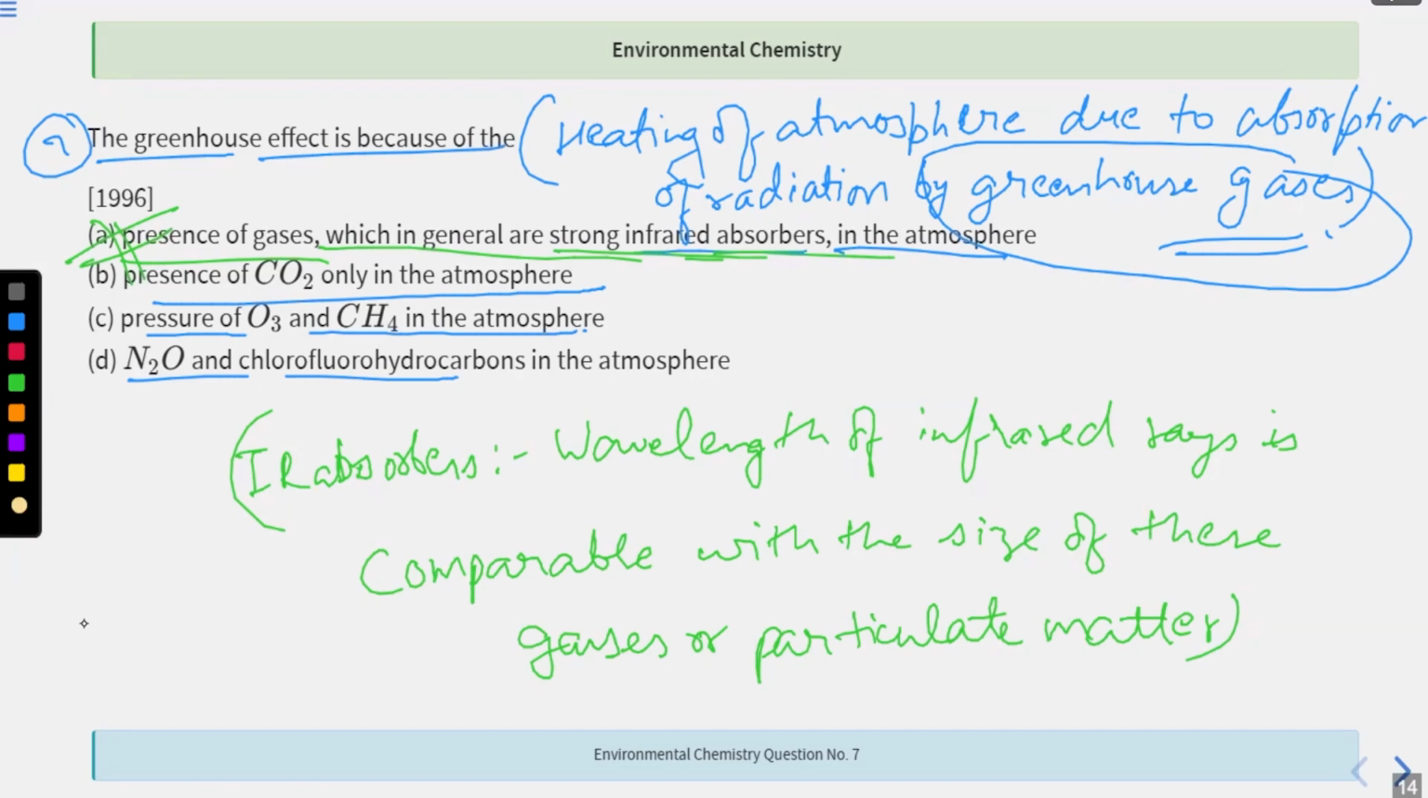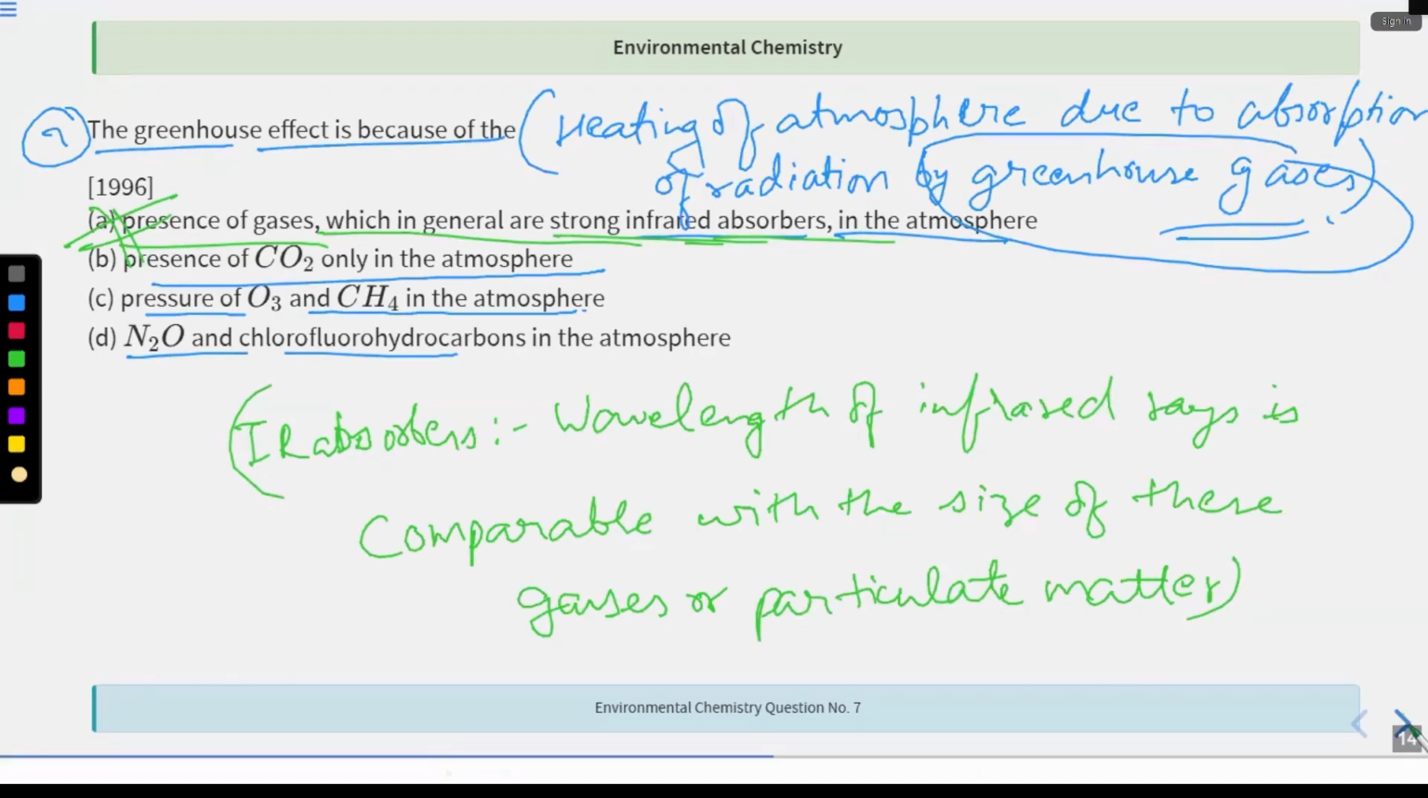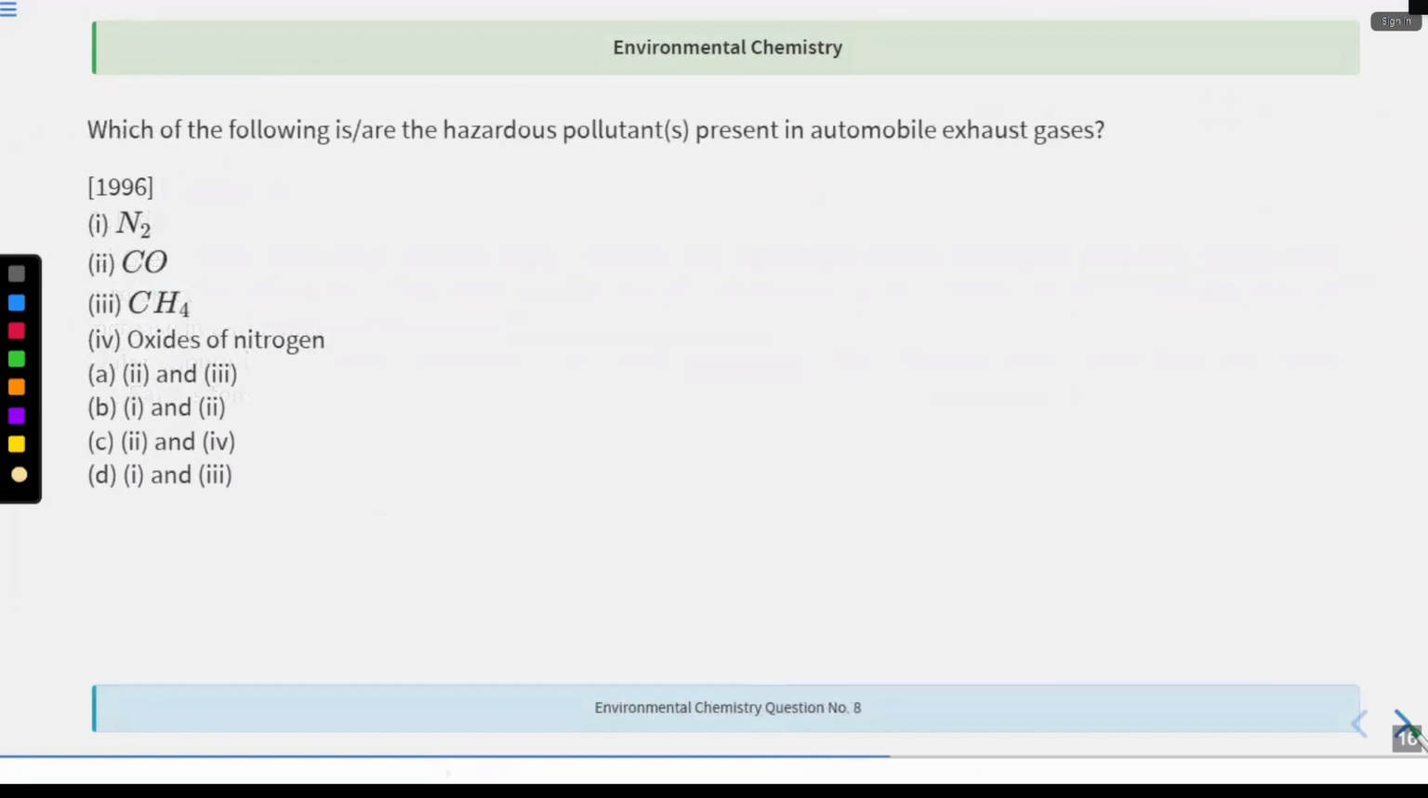Okay, so let's continue with question number 8. It's saying which of the following is hazardous pollutants in the automobile exhaust gases. N2, CO, CH4, oxides of nitrogen. So basically, it is asking me about the exhaust gases released from automobiles. Automobile basically means the vehicles which we drive, be it two-wheeler or four-wheeler. So which are the pollutants which are produced in these automobiles? So it can be nitrogen, CO, CH4, oxides of nitrogen. As we just saw, it is oxides of nitrogen, of course. So option number 4 will always be there.